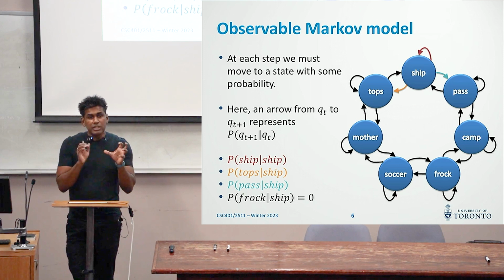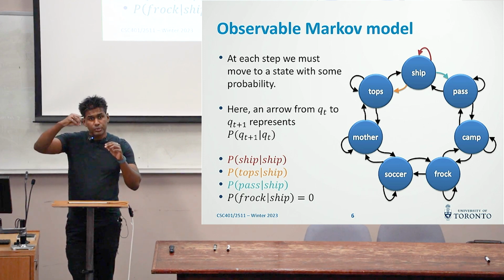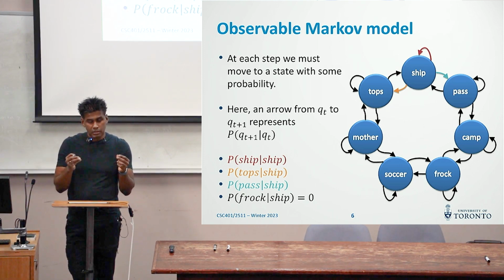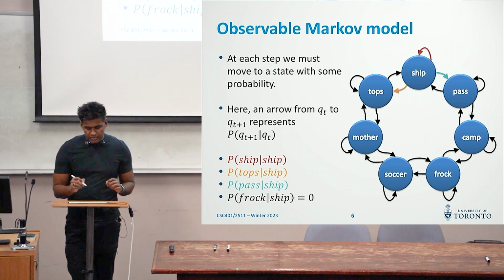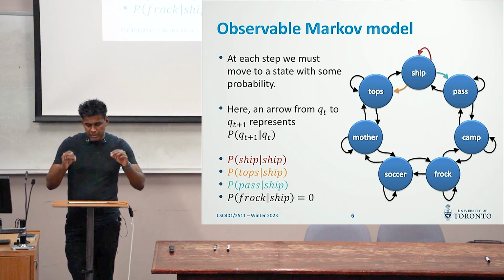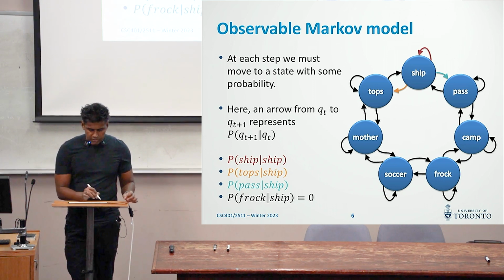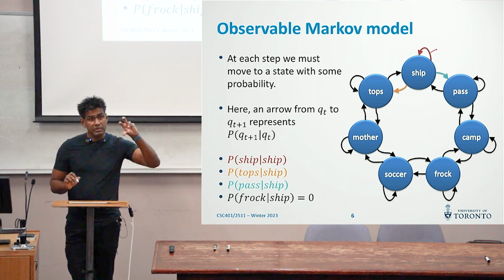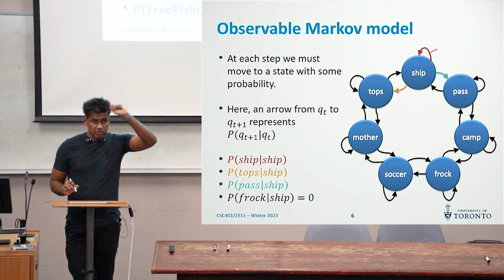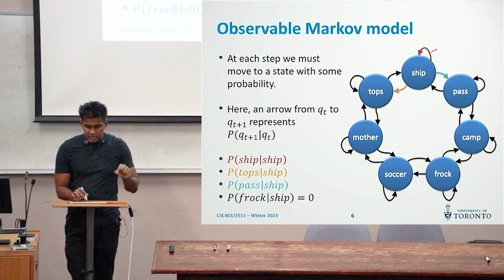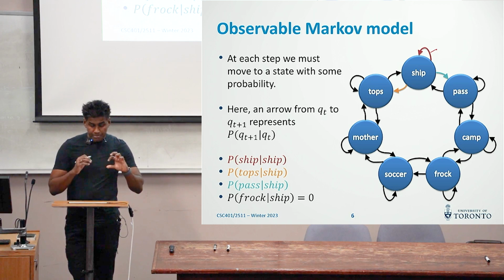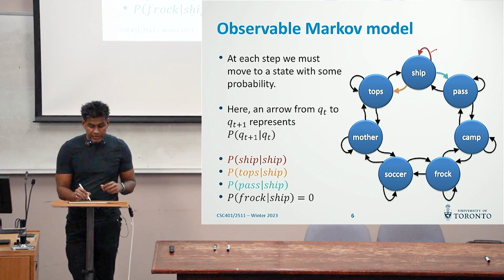So at each step, we move to another state with a certain probability. We call that the transition probability. Here, the arrows represent this transition probability. They're color-coded. So for example, the red arrow over here corresponds to the probability of being in state ship and then falling back to the same state. Similarly, the orange arrow over here denotes the probability of going from ship to the state tops, and so on. Okay?